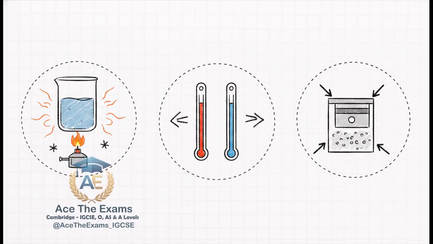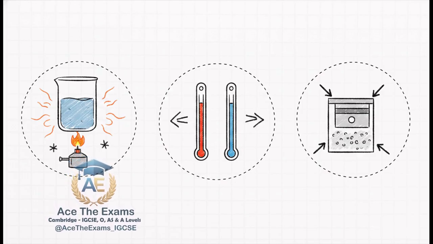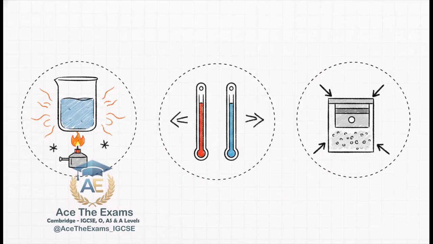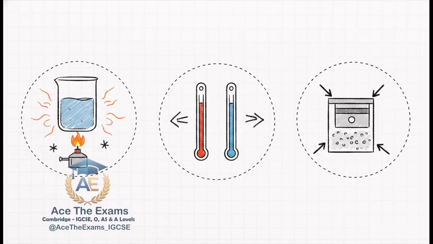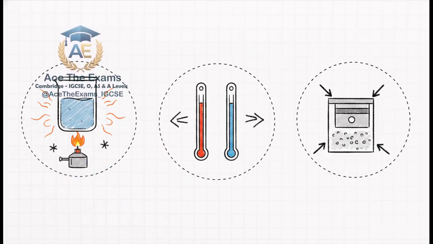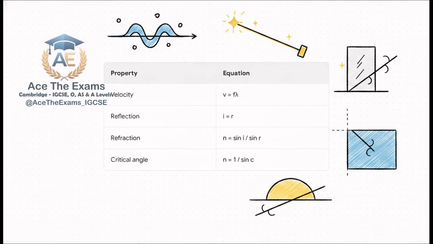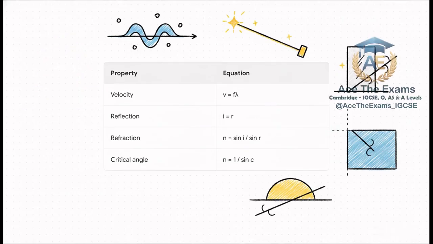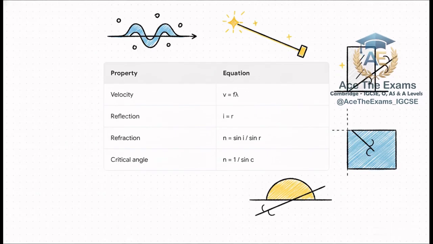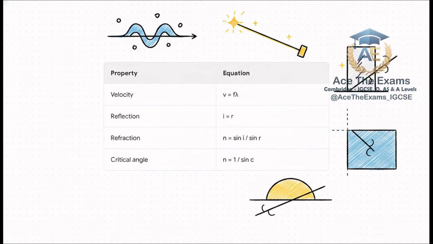Oh, and this section also reminds us of an absolutely crucial conversion between Celsius and Kelvin. Just add 273 to your Celsius reading. Plus, we've got the foundational gas law rule here. Pressure times volume equals a constant. Grouping the light and sound equations together, we can really see how they interlock. A wave's velocity is simply its frequency times its wavelength. When light hits a mirror, the angle of incidence exactly equals the angle of reflection.